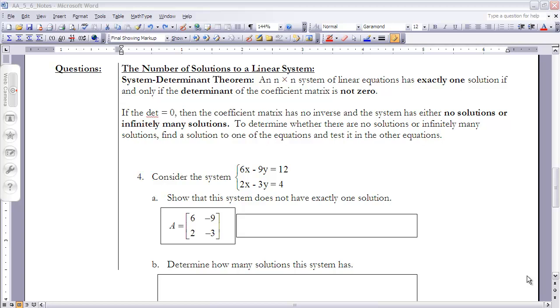So let's take a look at example 4 then. It says, consider the system 6x minus 9y equals 12, and 2x minus 3y equals 4, and show that this system does not have exactly one solution. Well, like we said above, all we have to do is look at the coefficient matrix and find out if the determinant is 0 or not 0. To show that it doesn't have exactly one solution, the determinant must be equal to 0, and let's check that out.